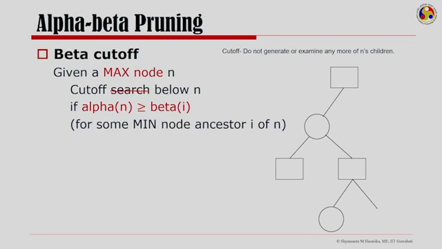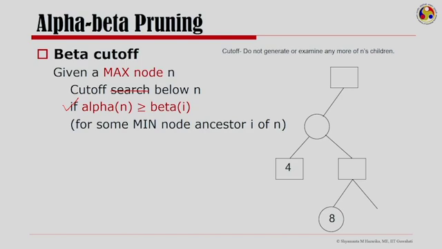Cutoff below n is possible if alpha of n is greater than or equal to beta of I. Here by cutoff we mean that we do not generate or examine any more of its children. So, let us take some values for the leaf nodes as shown, 4 and 8 there.